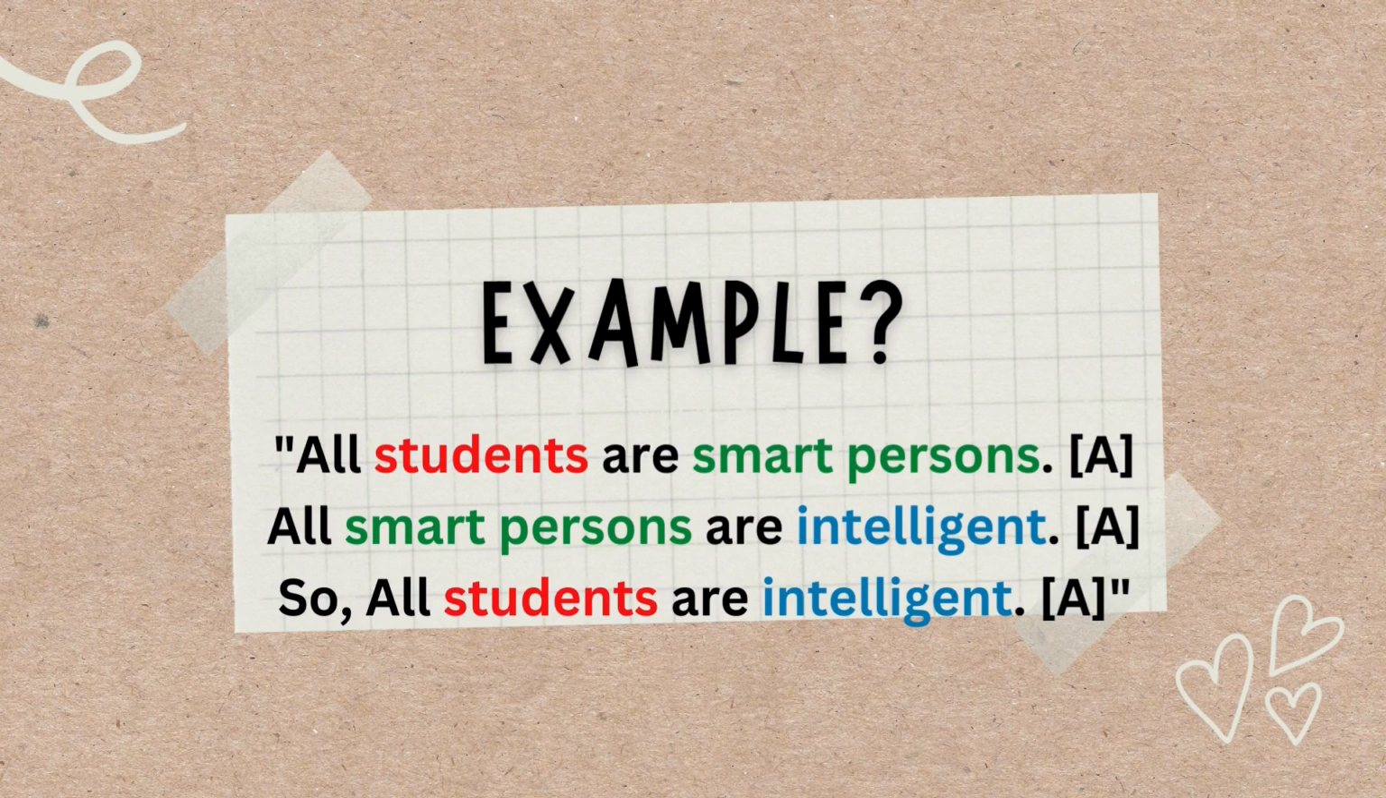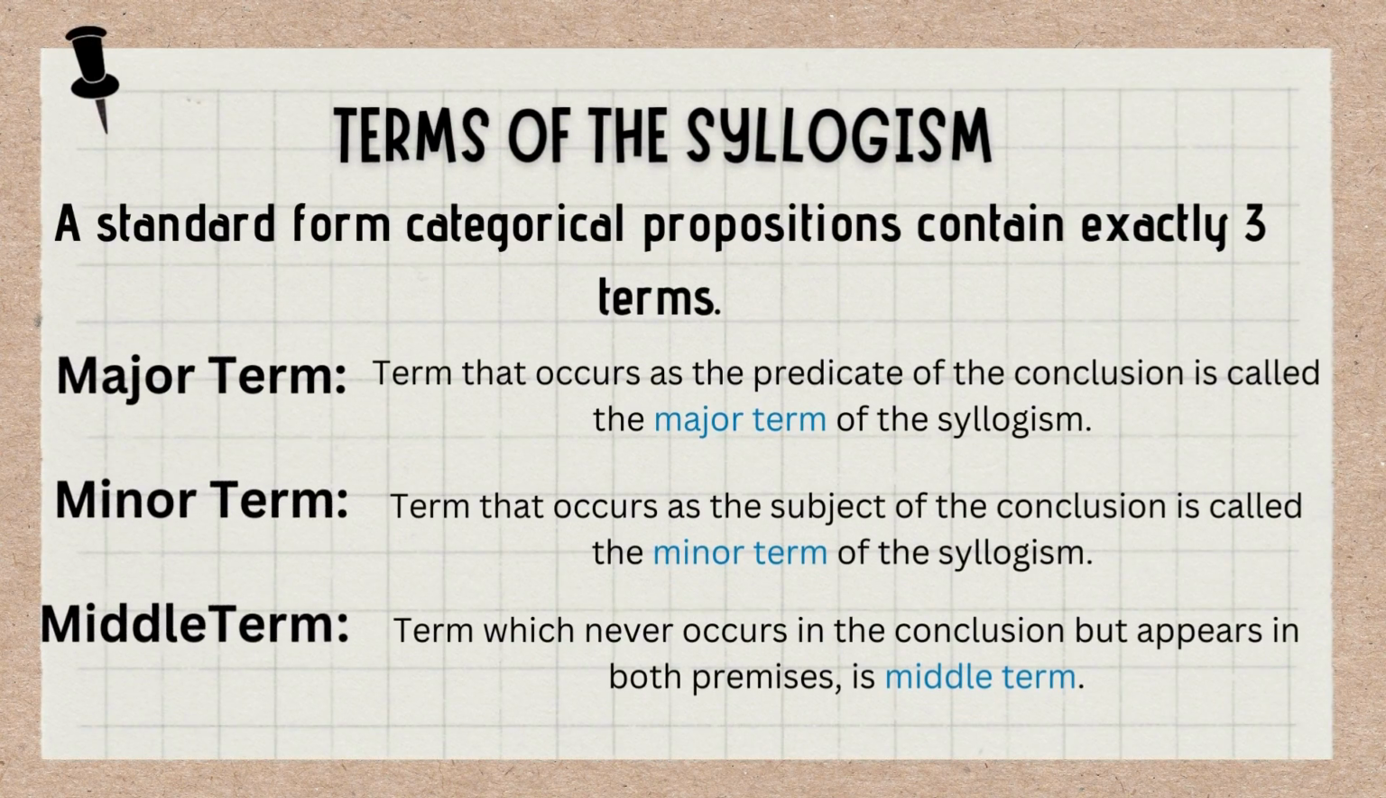Now let's see the terms in the syllogism. As we discussed before, we have three terms in a syllogism: major term, minor term, and middle term. What is meant by major term? The predicate of the conclusion is the major term, and the subject of the conclusion is the minor term, and the term which never appears in the conclusion but appears in the first two premises is the middle term.